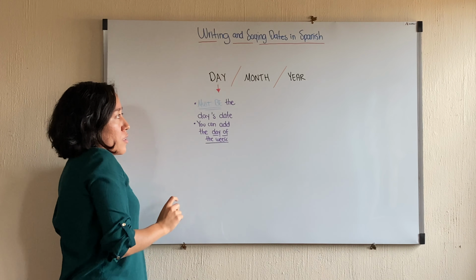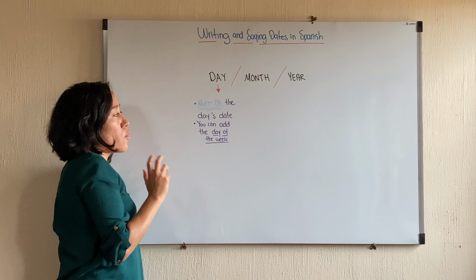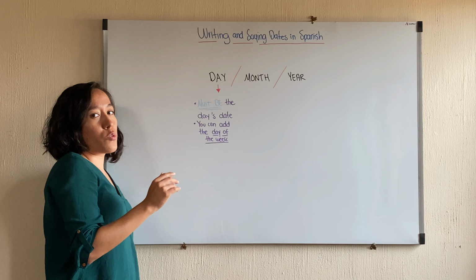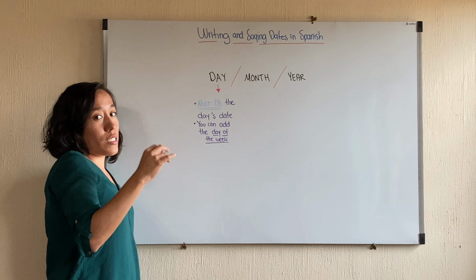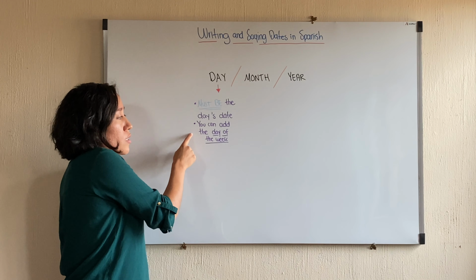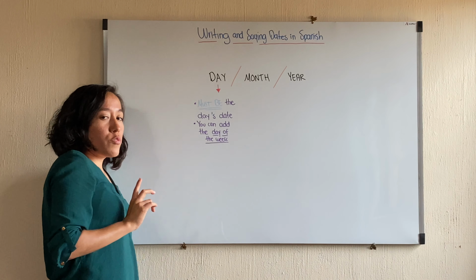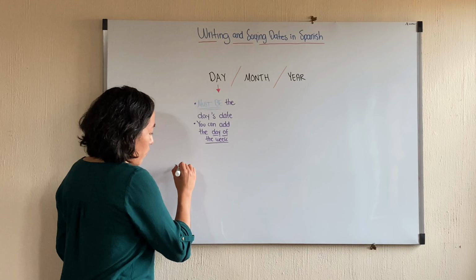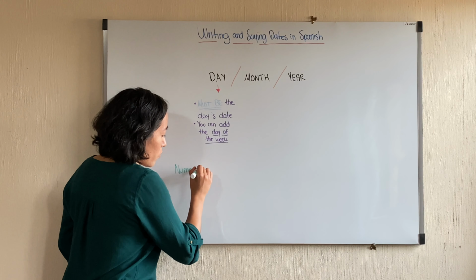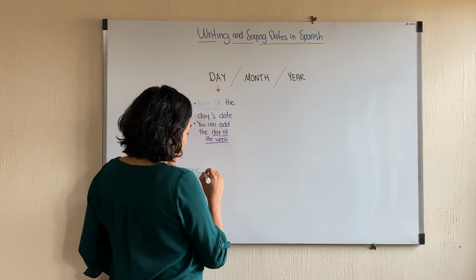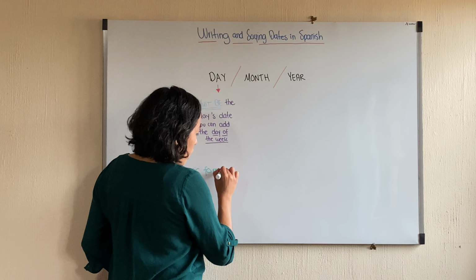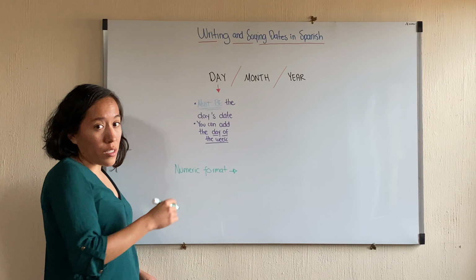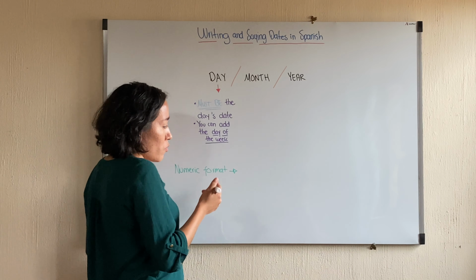When it comes to Spanish, the day must always be the day's date, meaning the number. October 3, it will be 3 de octubre. But you can also add the day of the week if you need it. So let's start with the numeric format, which is probably one of the most common that you're going to see when doing paperwork or things like that. You're going to follow the same formula, day first, month, and then year if you need it. You're not going to need it all the time.